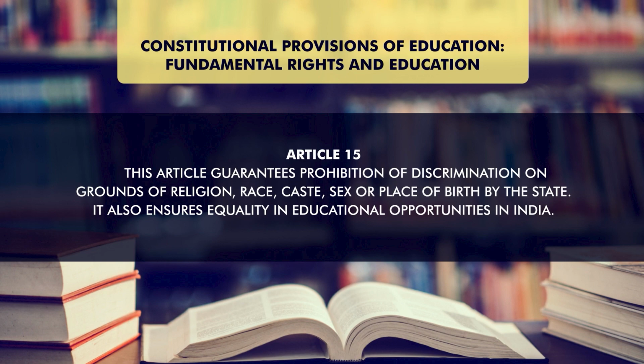So, guarantees should be given that no discrimination should be imposed by the state in providing education to the child on the ground of religion, on the ground of race, on the ground of sex or on the ground of place of birth of the child. So, that is why equal facilities will be provided to each and every child of the country. Article 15 safeguards it.